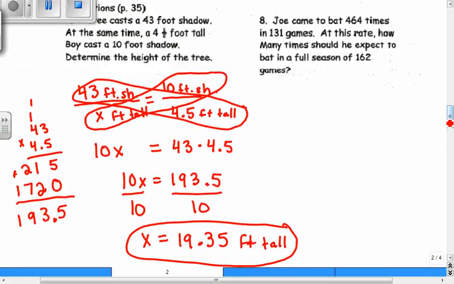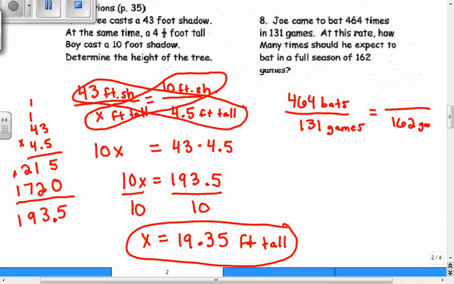Okay, let's do one more proportion problem. Joe came to bat 464 times in 131 games. So we have 464 bats in 131 games. At this rate, how many times would he expect to bat in a full season of 162 games? So we know that games goes on the bottom, 162 games, and we want to know how many bats.